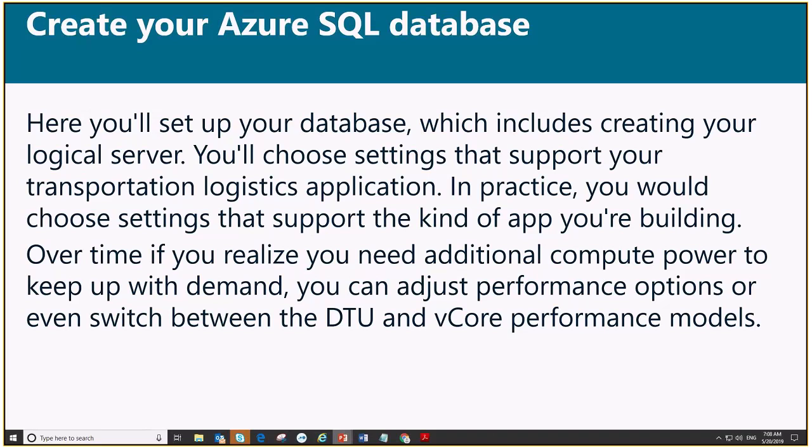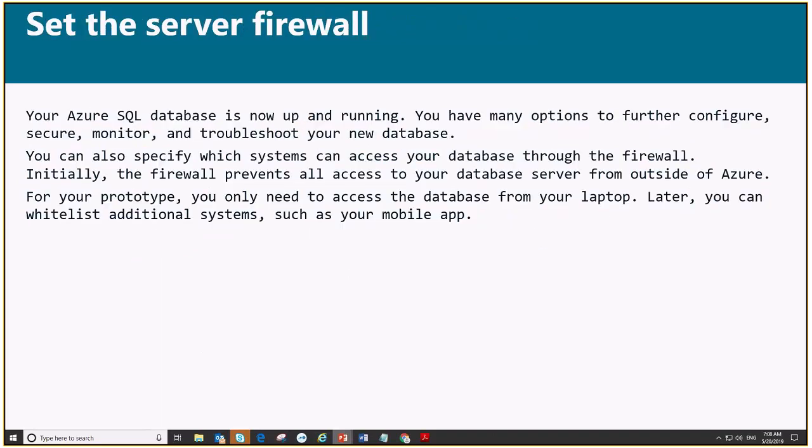So we're going to set up a database, which includes creating your logical server. You'll choose settings that support your transportation logistics application. We are going to choose settings that are going to support the kind of app that we'll build later. Over time, if you realize you need additional power to keep up with the demand, you can adjust the performance option. Just switch between the DTU and vCore performance models. So a lot of cool stuff you're going to do.